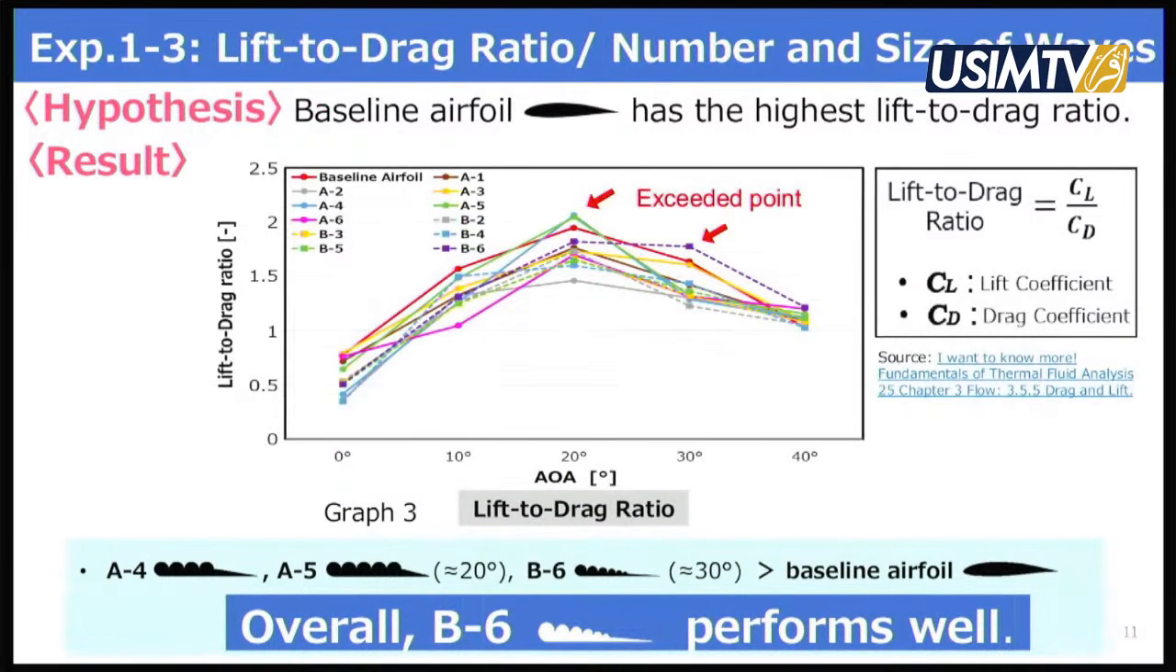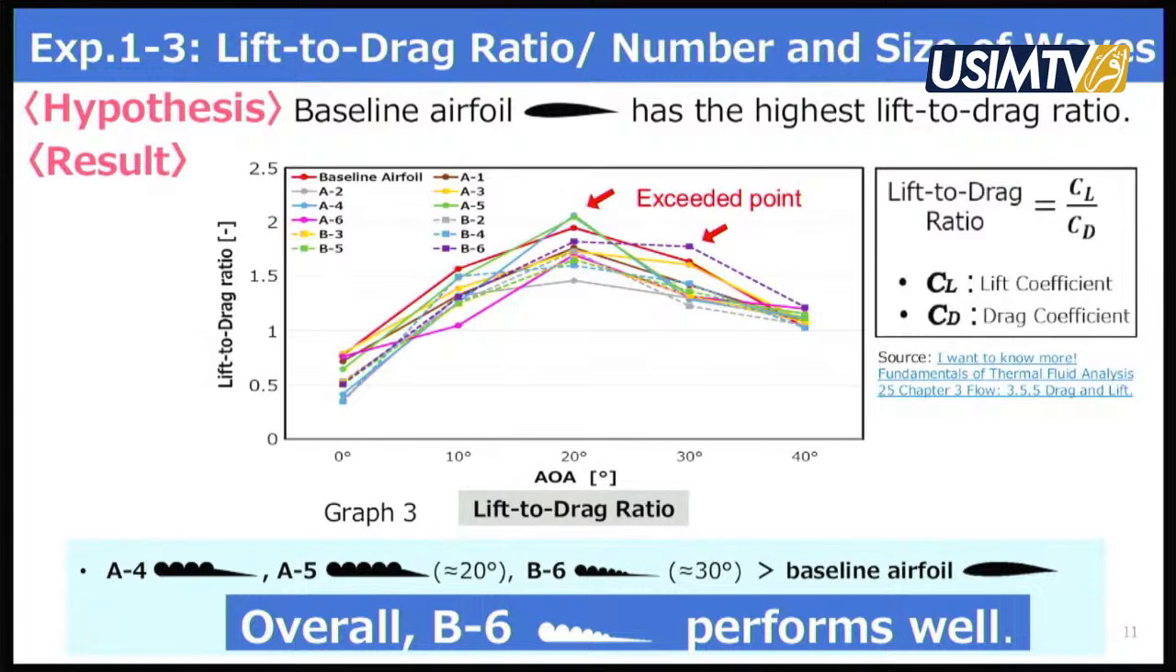And next, lift-to-drag ratio. Lift-to-drag ratio is a ratio of lift and drag of an aircraft, and I use it to quantify the amount of performance. My hypothesis is that the baseline airfoil, which is used in practical use, has the highest lift-to-drag ratio. And as a result, A4, A5, and B6 exceeded the baseline airfoil's performance. And also, overall, B6 performs the best.